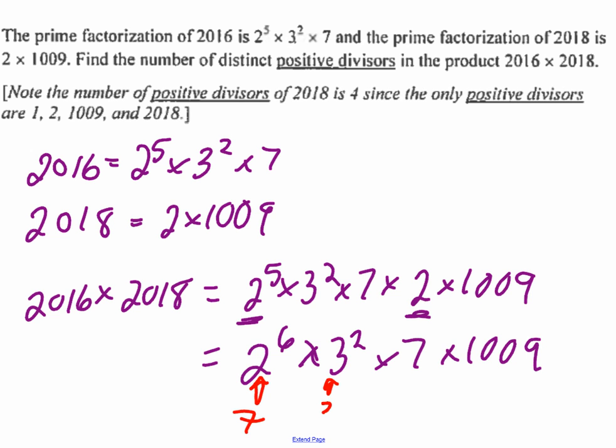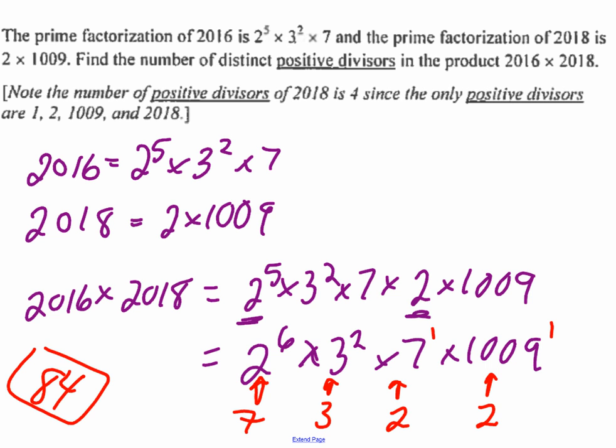This one will have 3. This one, because it's 7 to the 1, will have 2. And this one will also have 2. So then all you need to do is multiply those numbers together, 7 times 3 times 2 times 2, and that will give you 84, and that's how many divisors you would have. You could have broken this down into a factor tree, that kind of idea, but really this is a lot faster to be able to get to the answer.